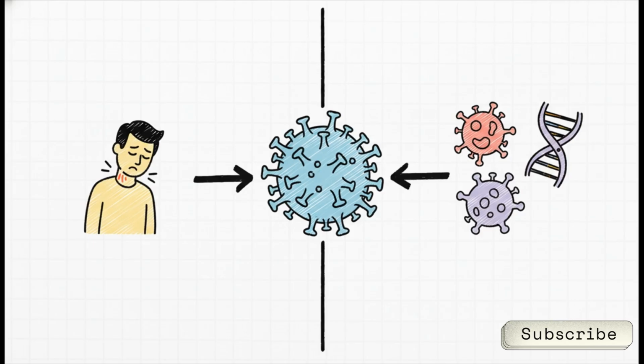EBV is kind of two-faced. Yeah, it causes mono, that sore throat you've heard about, and this is a big but, it's also an oncogenic virus. We're talking a direct trigger for major human cancers like Burkitt's lymphoma and nasopharyngeal carcinoma. This Jekyll and Hyde personality is super high yield for your exams.